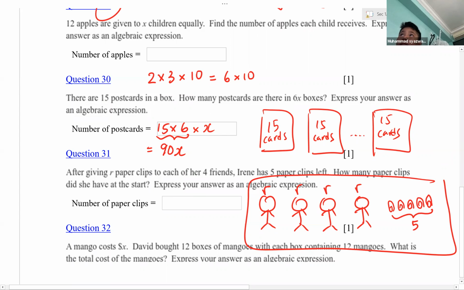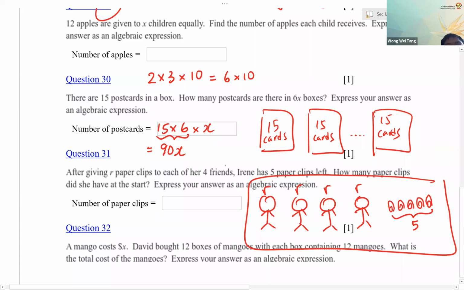Each person gets... So how much did each person get? Each person get... sure, 4 times R plus 5. John, how do you get 4 times R? 4, because he has 4 friends. Each buddy got R. Each person got R, okay.